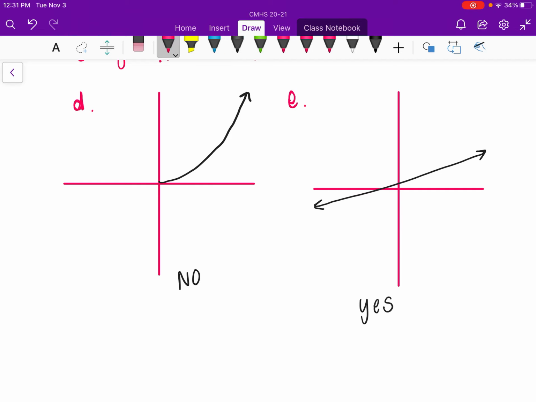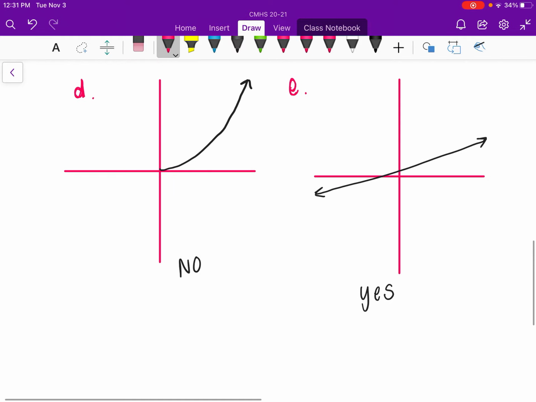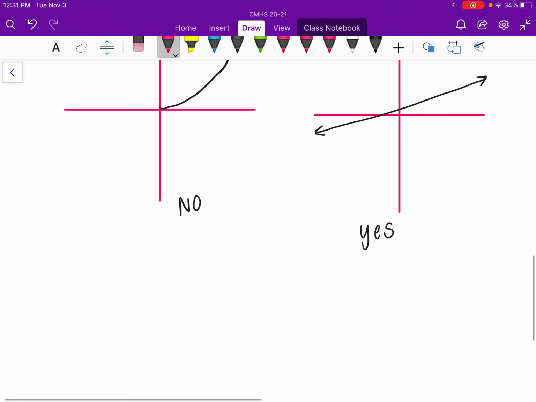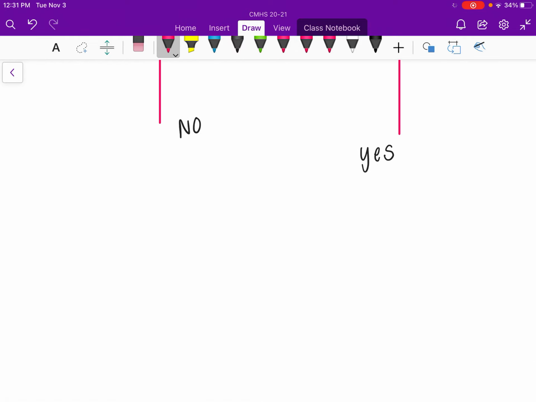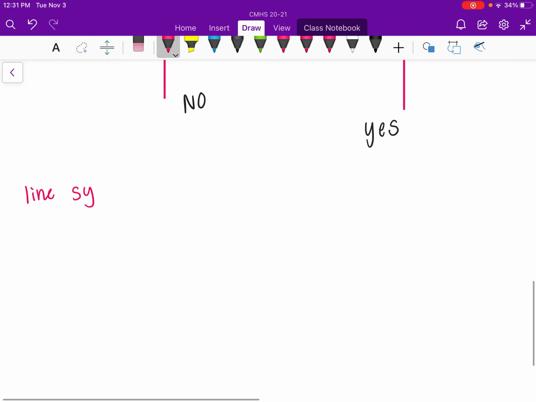So that is linear functions. Pretty easy. Does it form a line? Yes or no. And the next thing we have is symmetry. There's two types of symmetry. The first one is called line symmetry.